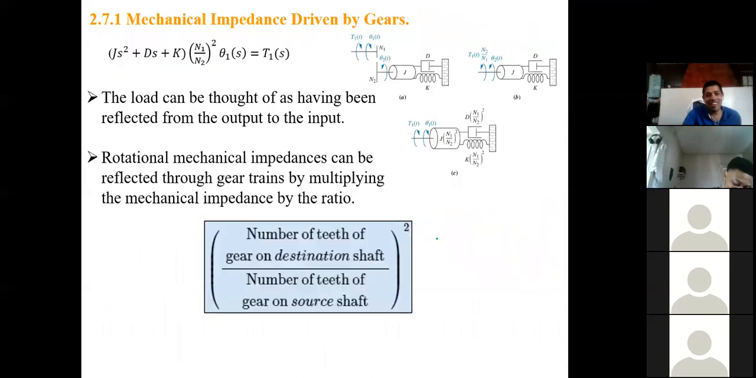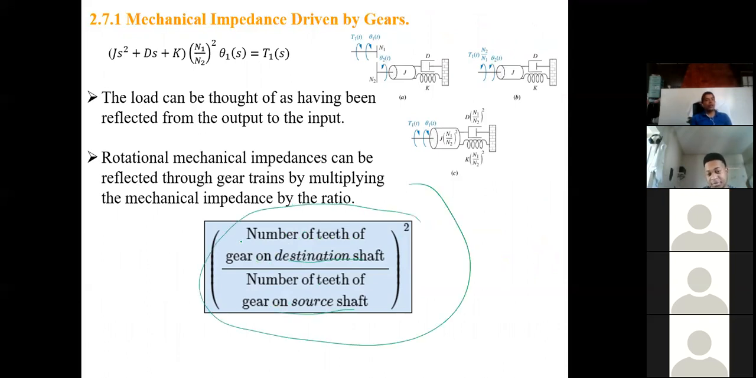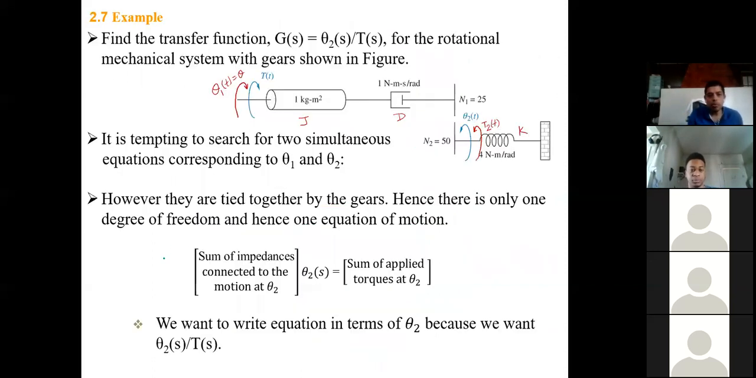Very good. All right. So this is the rule. See this big rule: the number of teeth of the gear on the destination shaft over the number of teeth of the gear on the source shaft, squared. That's how you transfer across the gear. This is the rule we'll be using again and again.